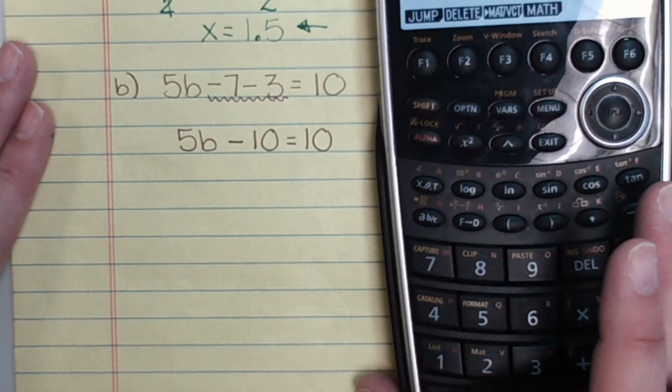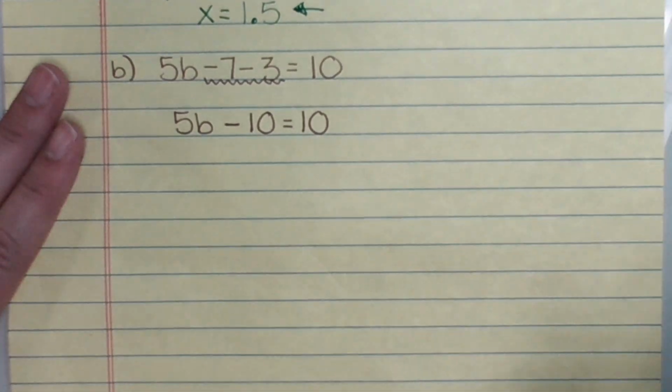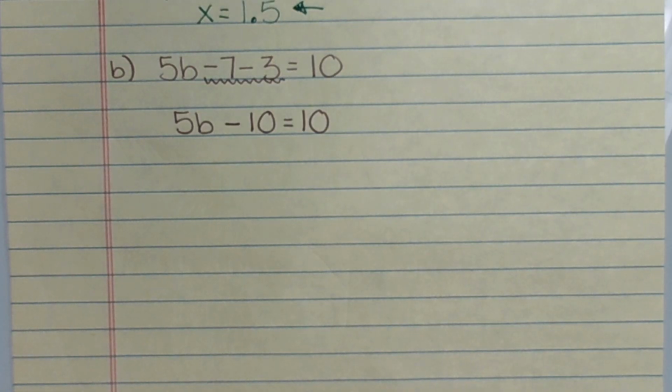Okay. We got 5b minus 10 equals 10. Going back to raising hands. And I want to see a variety of hands, not just 2. Who thinks they can tell me what to go next? Mariana.